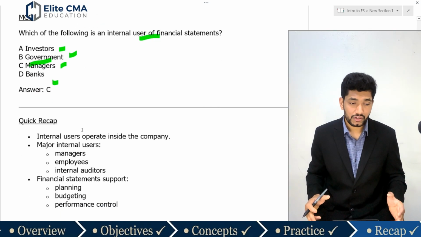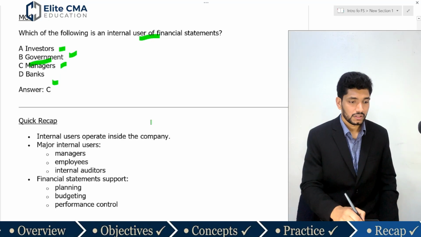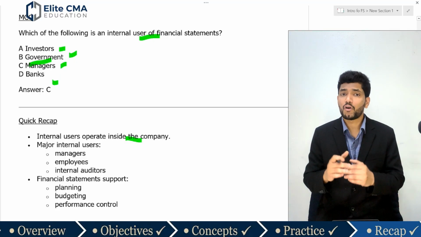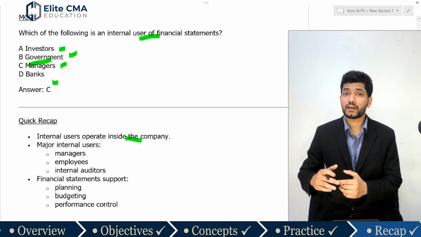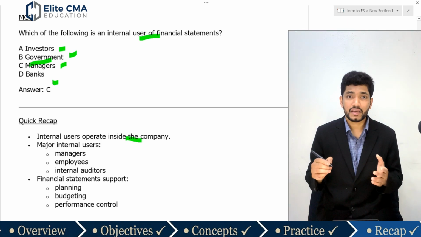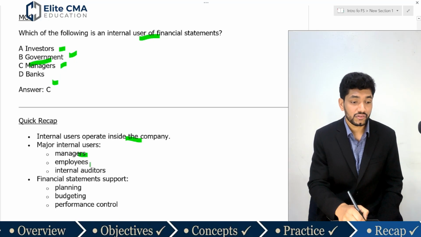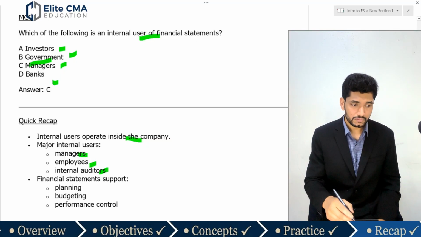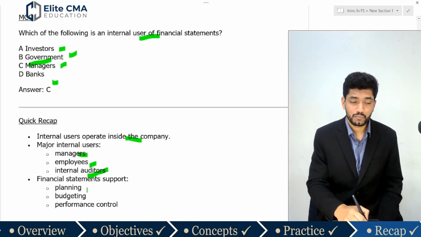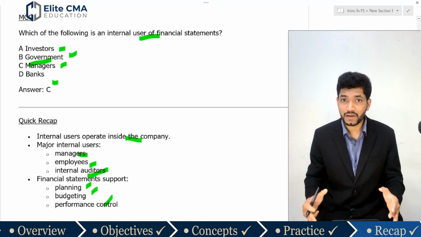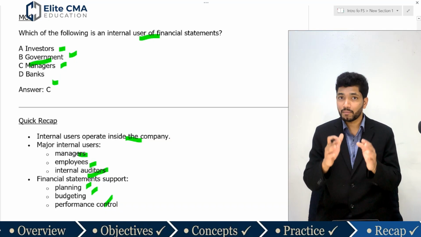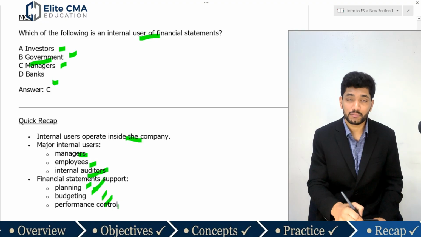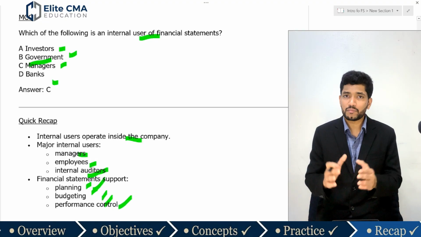So this is about today's discussion. Just a quick summary before winding up. Internal users operate inside the company. They are using the financial statements for various purposes. The key internal users are managers, employees, and internal auditors. Financial statements support the processes of planning, budgeting, and performance control. These are some areas where the financial statements support the management. So this is about this discussion.